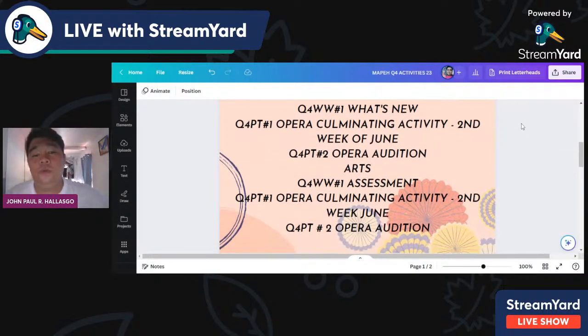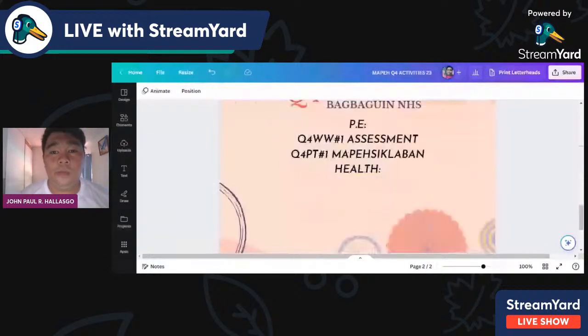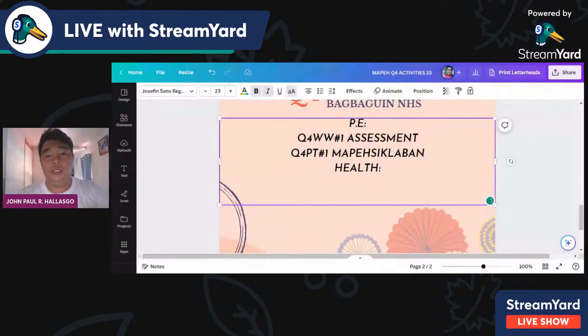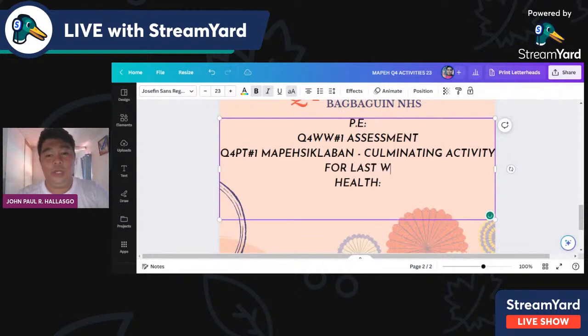For the arts, we have quarter 4 written work number 1 assessment. So, send na lang din. Ganun din. Same lang din ang performance task 1 and 2 sa music and arts kasi they are integrated for the opera production. Right? For the PE naman, sorry, yung quarter 4 written work number 1 assessment, just let me know, no? Kung wala pa kayo so that I can send it. And we have Mapesek Laban. This is for culminating, no, allow me to change this one. Culminating activity for last week of May and first week of June.